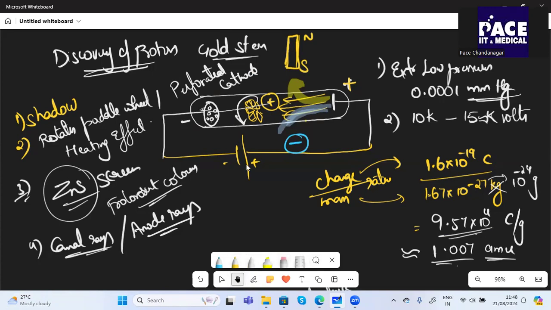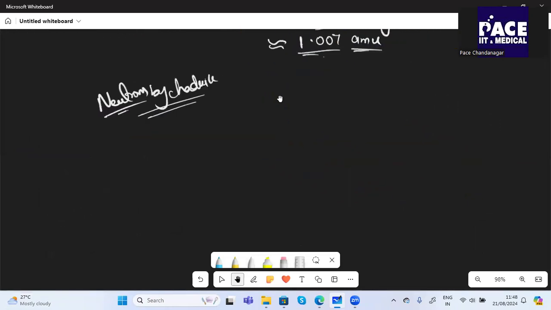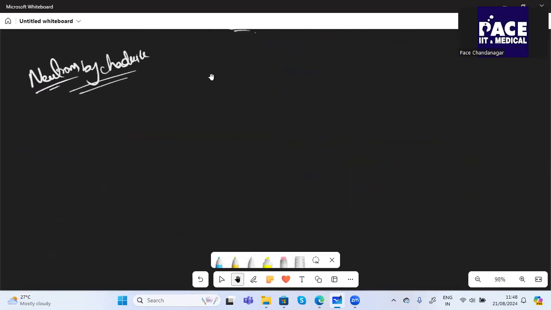Now let's go ahead to the discovery of neutrons by Mr. Chadwick. The neutral particle, the neutron, was given by James Chadwick. How did he do this? He bombarded boron or beryllium with alpha particles. Let us take beryllium. Beryllium comes at number 4 in the periodic table, having a mass of 9. This is how I write it. He bombarded it with an alpha particle.